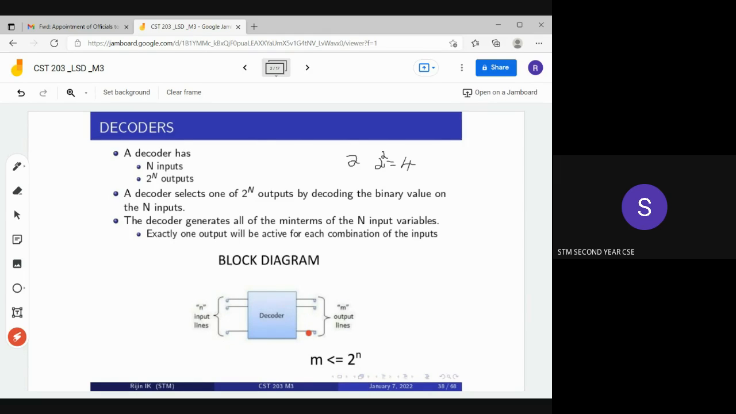Okay, so that is a decoder. This is the block diagram of a decoder. N input lines, M output lines, where M is the maximum of 2 raised to n. Suppose if it is a two input decoder, it will have a maximum of 4 output lines.